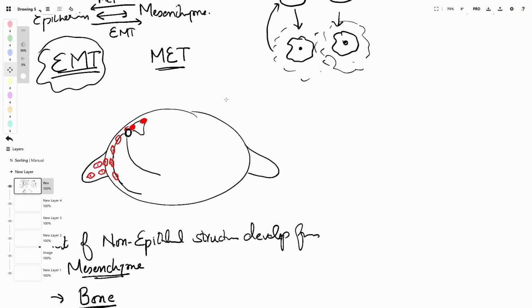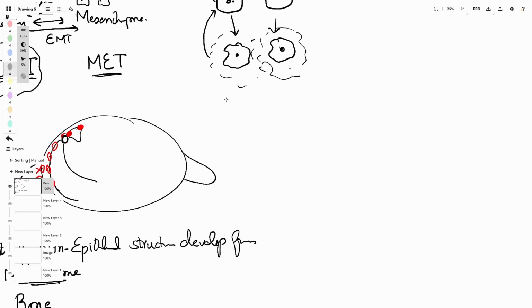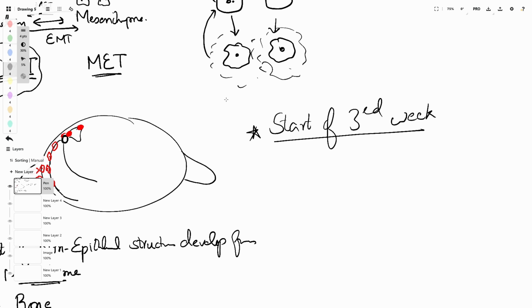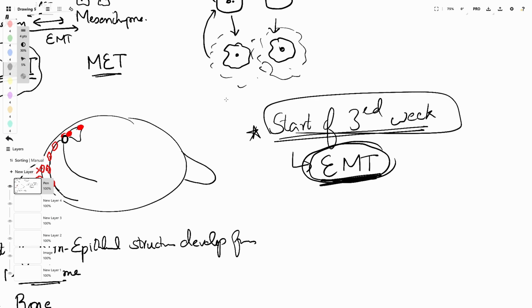And finally, before closing this lecture, let me ask you a question. During the start of the third week of development of the embryo, the epithelium to mesenchymal transition process occurs very widely. You will tell me in the comment section below, during what process does the epithelium to mesenchymal transition occur at the start of the third week of development? That is your assignment. You have to answer this question in the comment section below.